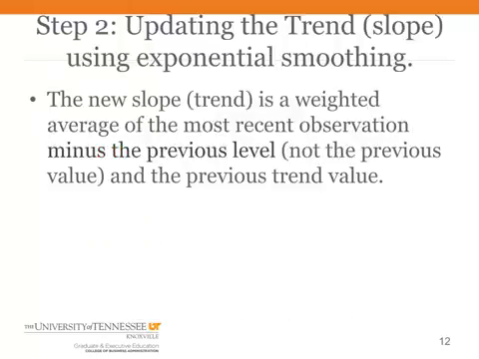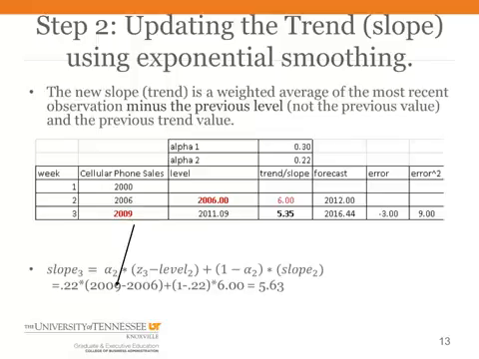To update the slope, we're going to look at the current observation and what I estimated the level of the process to be in the last time period. That's a little different than what we did before, when we updated the slope just by looking at the most recent difference of the observations.